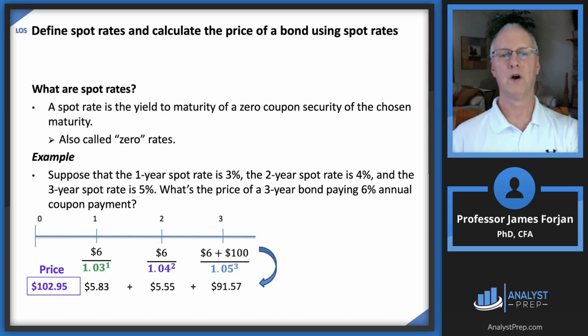Well, spot rates are the yield to maturity on those zero coupon bonds. They're also called zero rates. All right, so there's a good definition. That's the first part of the LOS. But how about calculate the price of a bond using spot rates?